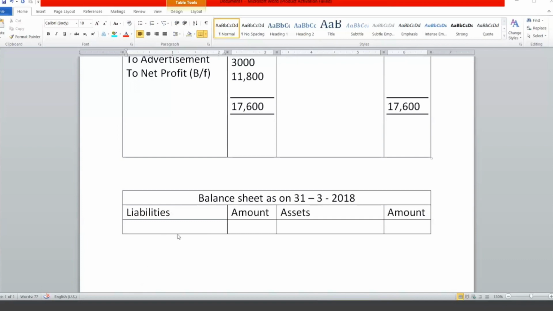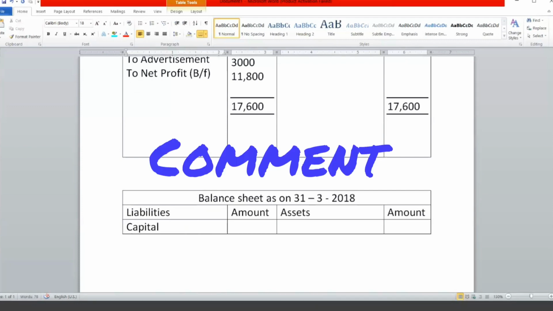Let us start the balance sheet. Balance sheet as on 31/3/2018, liabilities amount and assets amount. Let's start with the liabilities. First, we will be starting with the capital. What is the amount of capital given in the question?